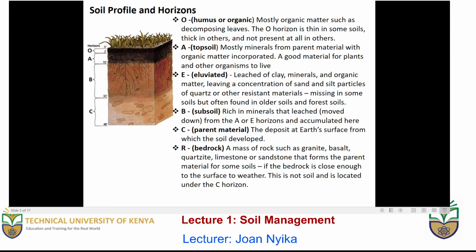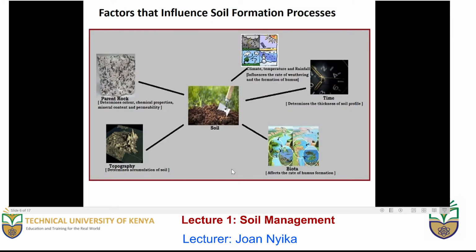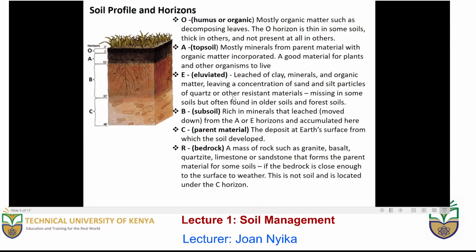Within the C horizon is what we have as bedrock, that consists of mainly rocks with some minerals such as limestone, sandstone, granite, basalt, and quartz. This is where the parent material originates. Using this soil profile or soil horizons, different soils can be described and their differences can be seen physically.